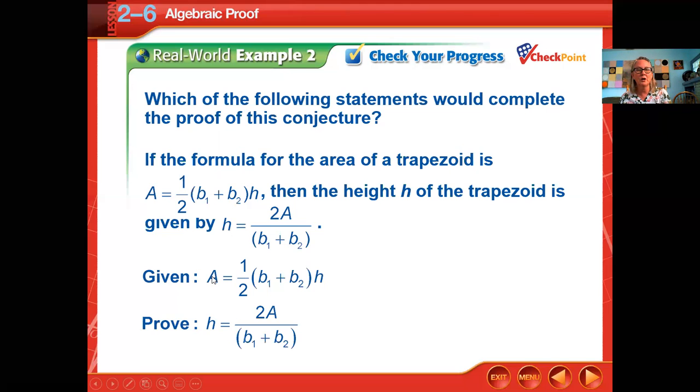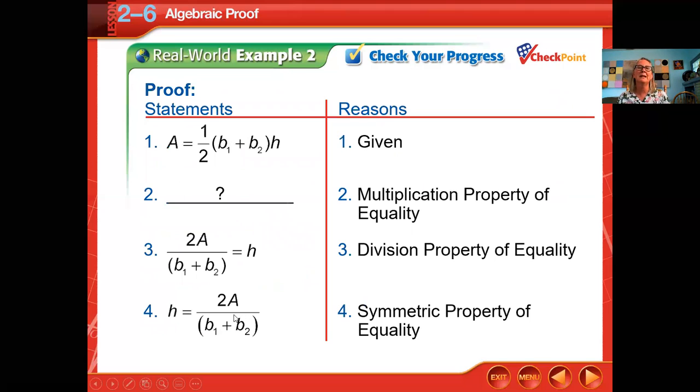Okay, so you start with the given, that would be the first statement, and you stop once you get this. So this will be the last statement. So this is called a fill in the blank proof. That's why I left this in here. Okay, they did everything except for one step, and they want to know what would go right here.